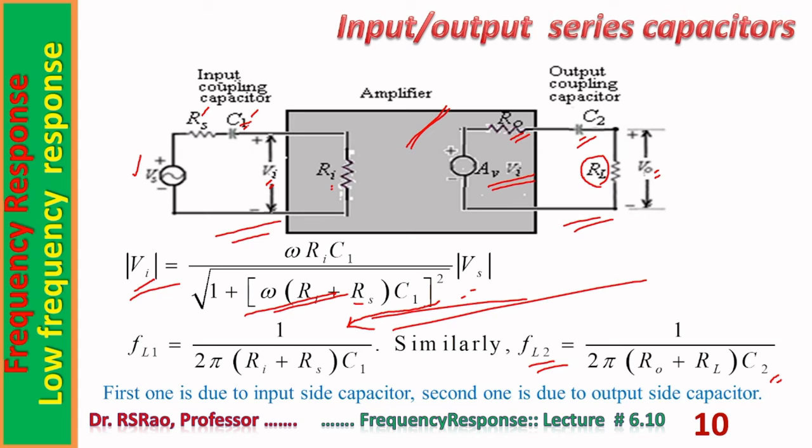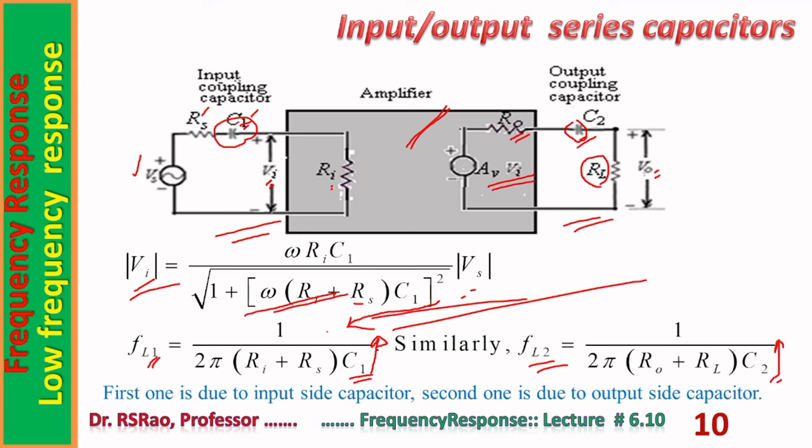Then the amplifier will be able to amplify all the signals, all the frequencies down to DC, 0 frequency. To make the lower cutoff frequencies nearly 0, from this expression, for FL1 to be small, C1 requires to be high. For FL2 to be small, C2 requires to be high. So one has to use large coupling capacitances to couple input to the amplifier and output from the amplifier.